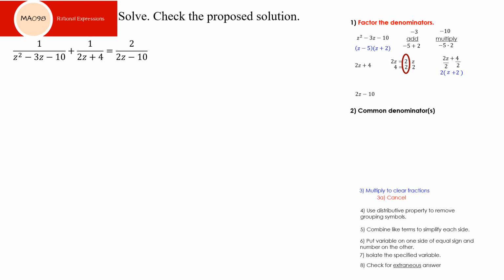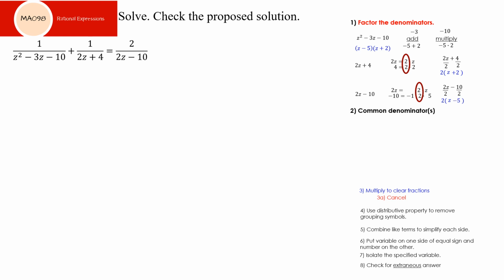Finally, we have 2z minus 10. We're going to do the same thing. 2z equals 2 times z, and negative 10 equals negative 1 times 2 times 5. When we circle the greatest common factor, we end up with 2. So what we're going to do is write 2 and a parentheses. We're going to divide by 2, and we end up with z minus 5.